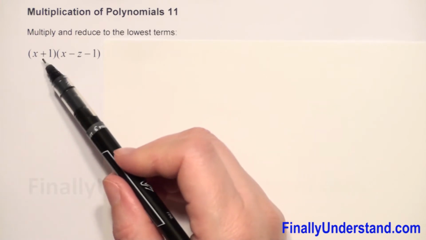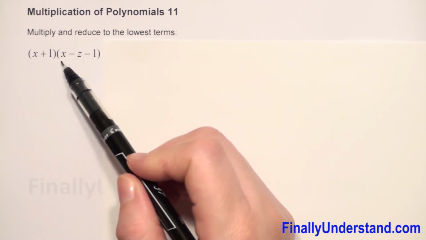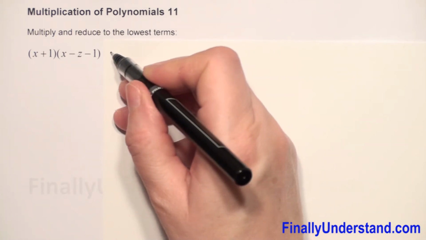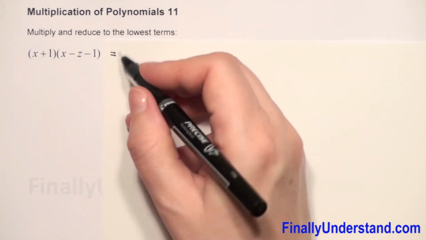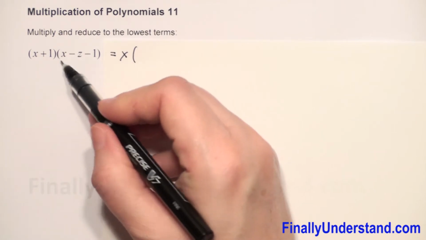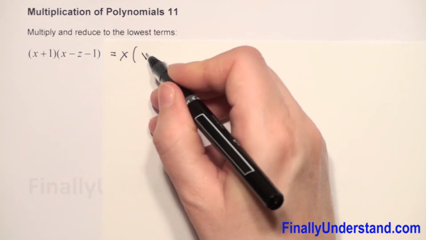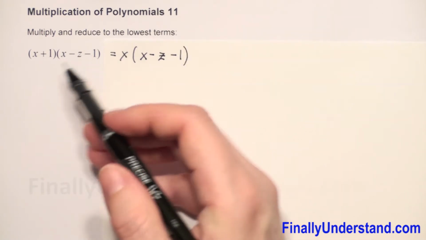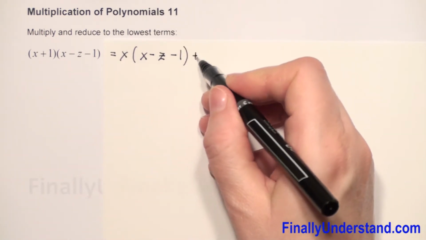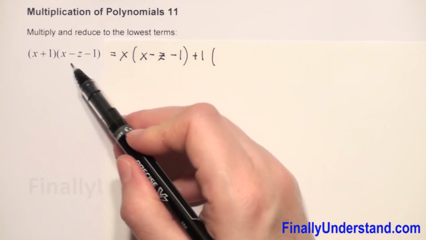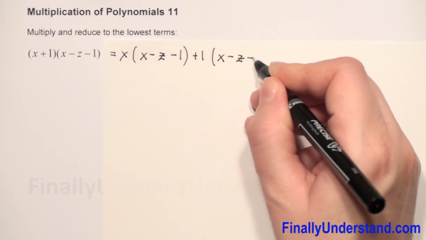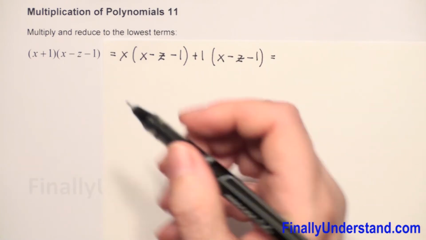We have to multiply every expression in the first parenthesis by every expression in the second parenthesis. So this is equal, we have to multiply x times this whole expression in the parenthesis, x minus z minus 1, and next we have plus 1 times this whole expression in the parenthesis, so we have x minus z minus 1. So this is equal.